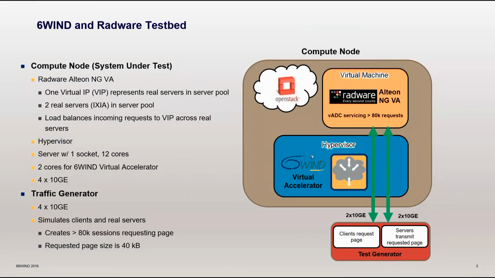The system under test comprises an NFV OpenStack environment where the virtual networking function is an application delivery controller on a compute node with Virtual Accelerator installed. The traffic generator simulates multiple clients and servers. Four 10 gig E-links are used to connect the test generator to the system under test, the compute node. In this configuration, the system under test forwarded 20 gigabits per second of traffic while supporting more than 80,000 concurrent sessions.